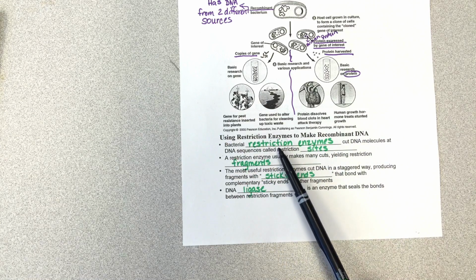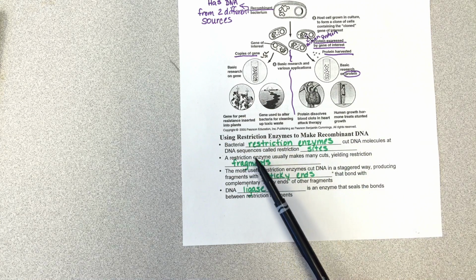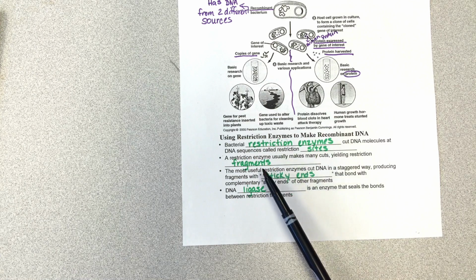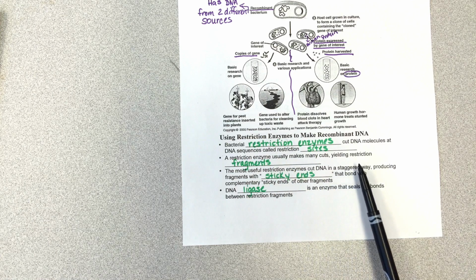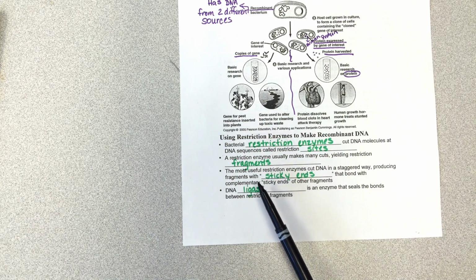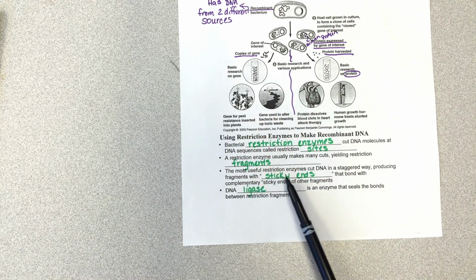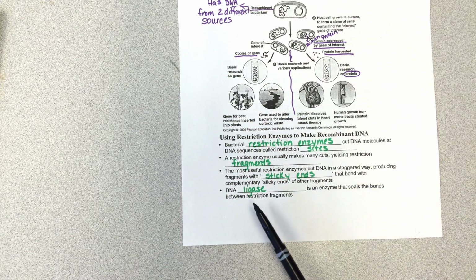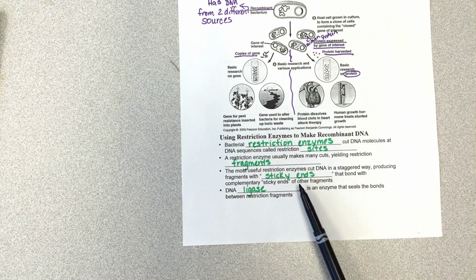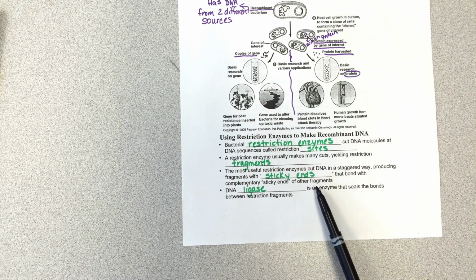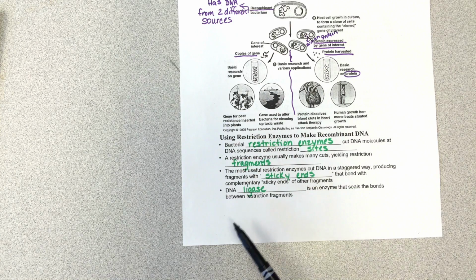Bacterial restriction enzymes cut DNA molecules at DNA sequences called restriction sites. A restriction enzyme usually makes many cuts, yielding restriction fragments. So it cuts up the DNA and you get all these little fragments. The most useful restriction enzymes cut DNA in a staggered way, producing fragments with what we call sticky ends that bond with complementary sticky ends of other fragments. We'll look at this in a picture in just a second.